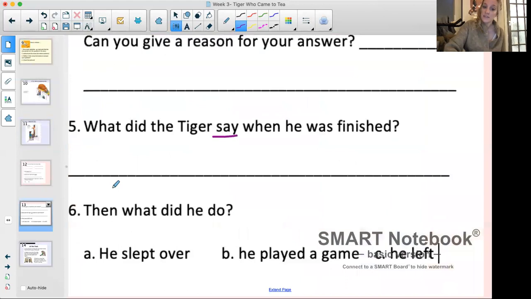And number 6, then what did he do? You've got 3 choices. A, he slept over. B, he played a game. Or C, he left. So after he spoke, then what did he do? A, he slept over. B, he played a game. Or C, he left. And you get to decide.